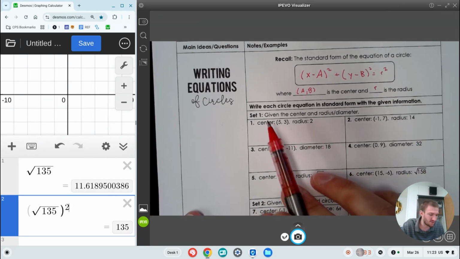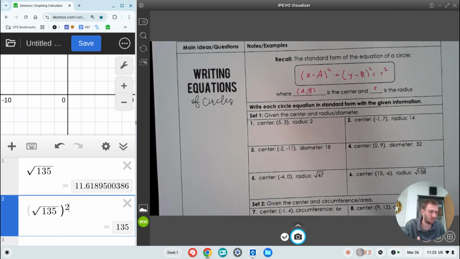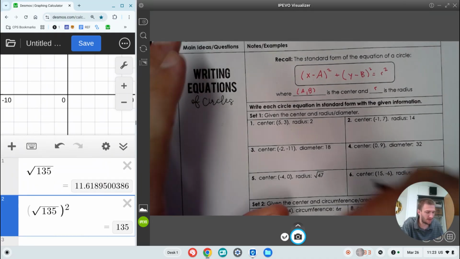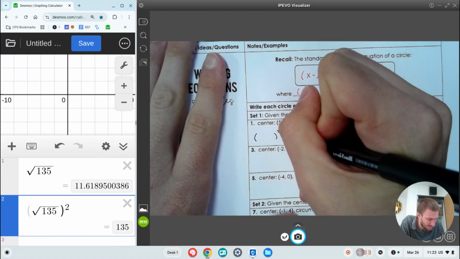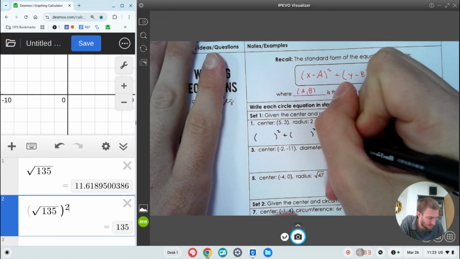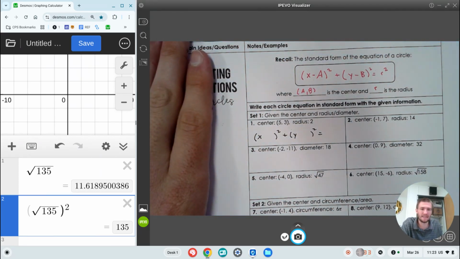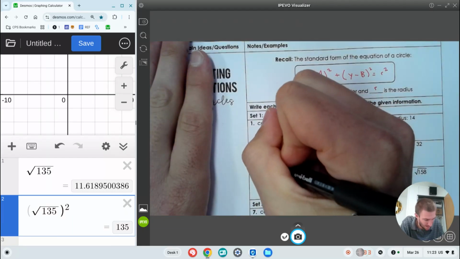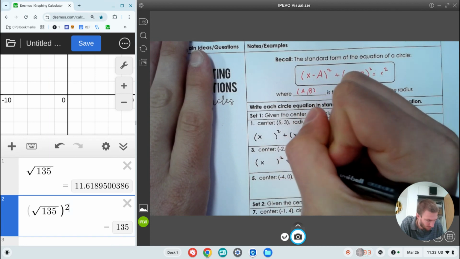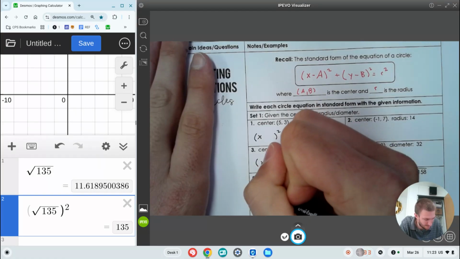Now, what it asks you to do for these questions is start with the information and go backwards. Can you create the equation? So for every question, the answer is going to look like this. We can even put our x and our y in there. And this is a nice setup for every single question. I can put it like this for number 3. I can put it like this for number 5.